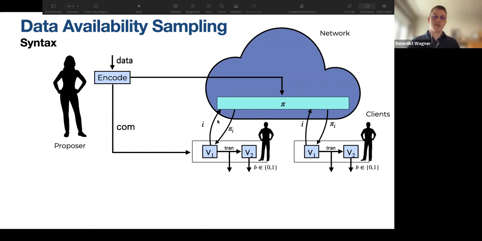So they can say, please give me the ith symbol of this encoding, and then they get back the ith symbol. And we split these clients into two algorithms, V1 and V2. The V stands for verifier, because they are kind of a verifier here. The first part does all these queries and outputs a transcript, and this transcript is then verified deterministically by the second part.